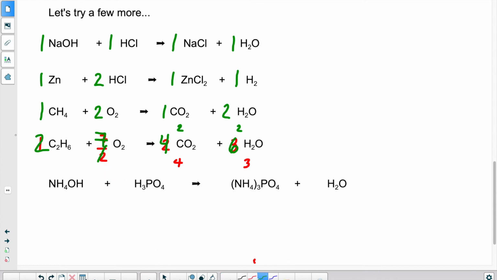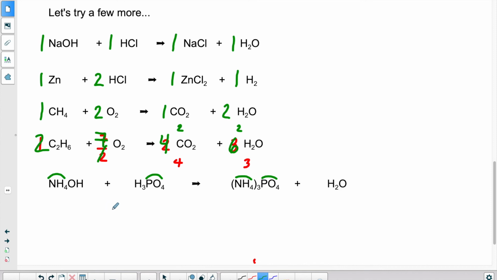So I said if you have polyatomic ions, start with those. You'll see it'll make your life easier. So here I have NH4 and I have PO4. I have NH4 and I have PO4. As you can see, most of the time, except for hydroxide, most of the time the polyatomic ions will stay as polyatomic ions. They will not break down.